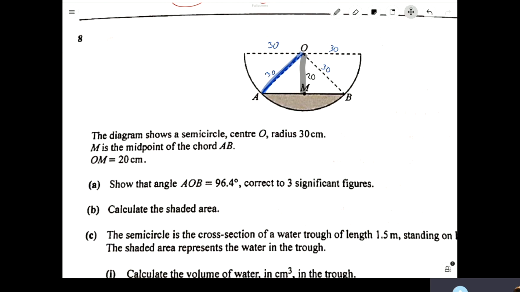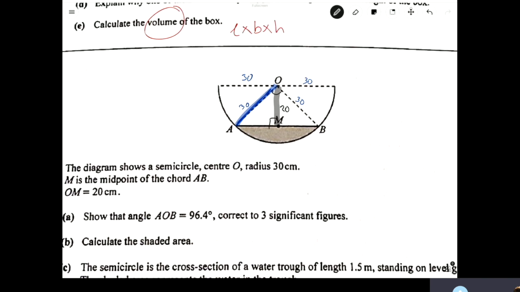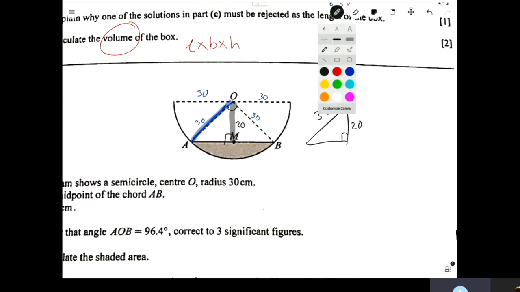Okay. So show that angle AOB equals 96.4. This one, 96.4. Trigonometry. Here is the right angle. So this one is 20, this one is 30. You've got to find this. This one is the right angle, and then this is the hypotenuse, and this one is adjacent.